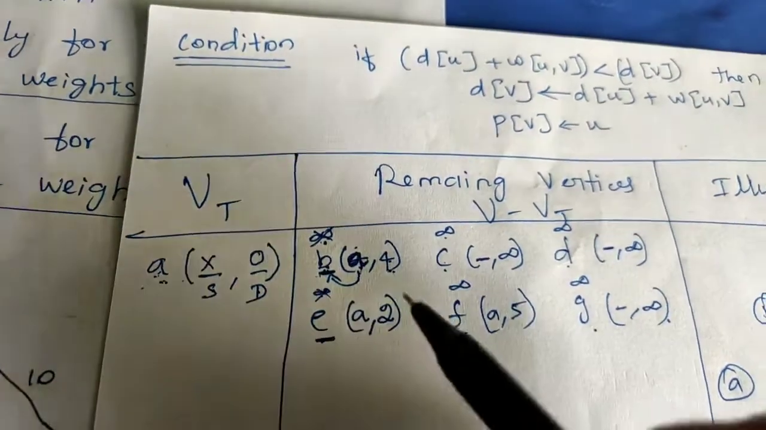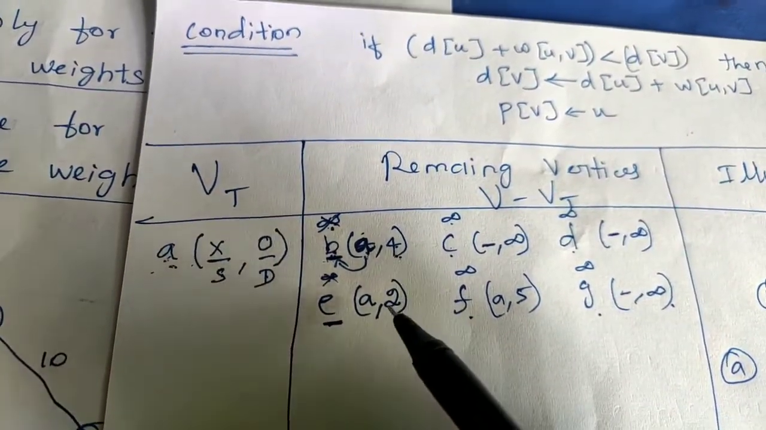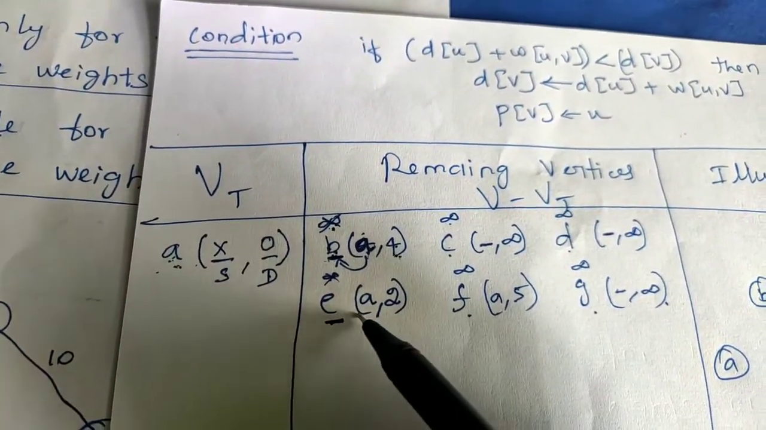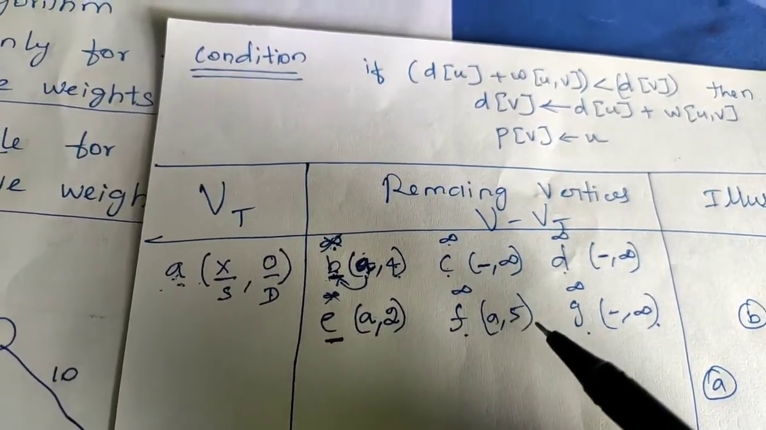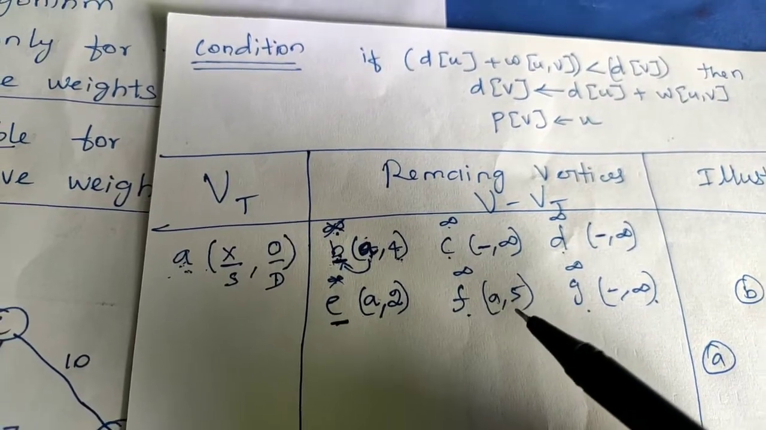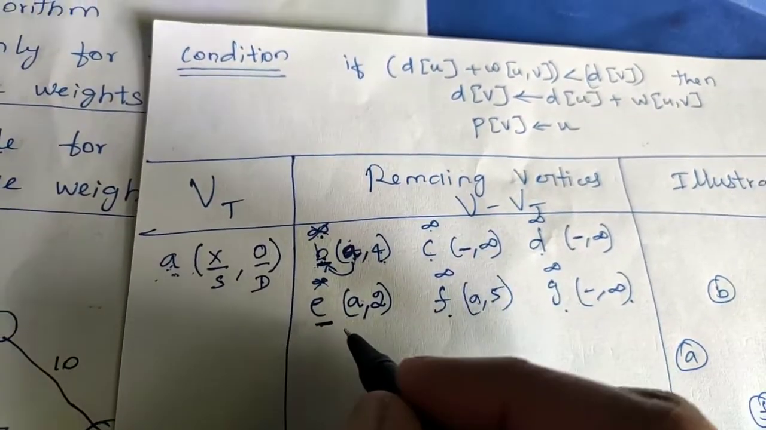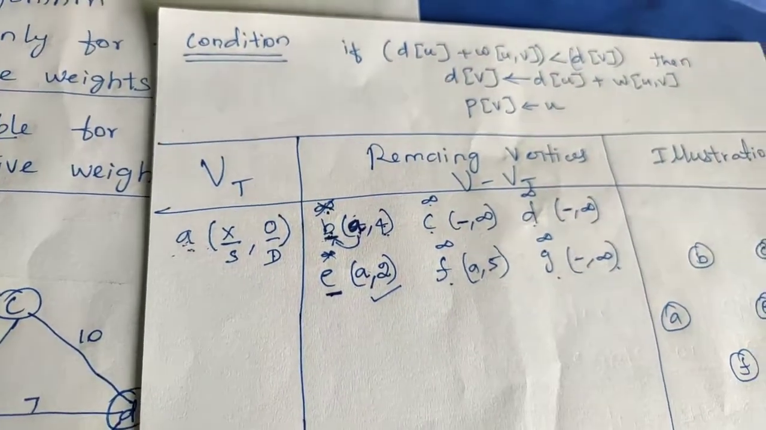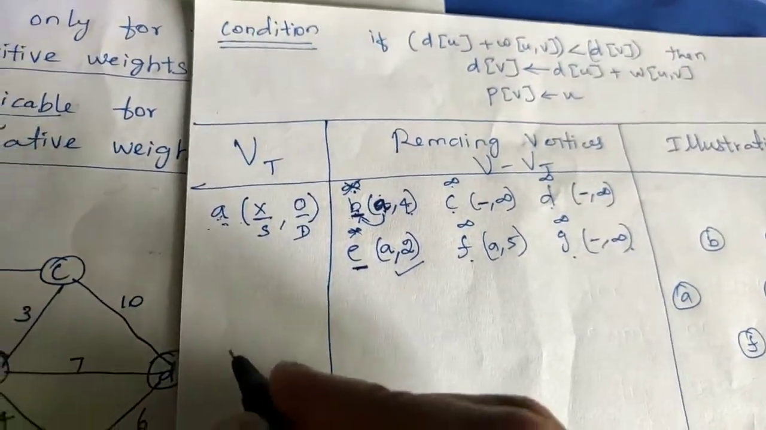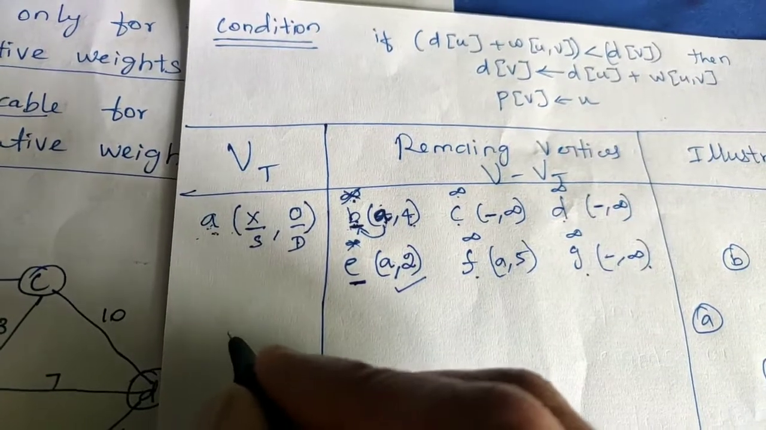Now which of the vertices are having values? Vertex B, vertex E, vertex F. Out of these three vertices, which vertex is having the minimum distance? The vertex E is having the minimum distance. So bring that as the next tree vertex to the tree vertex column.